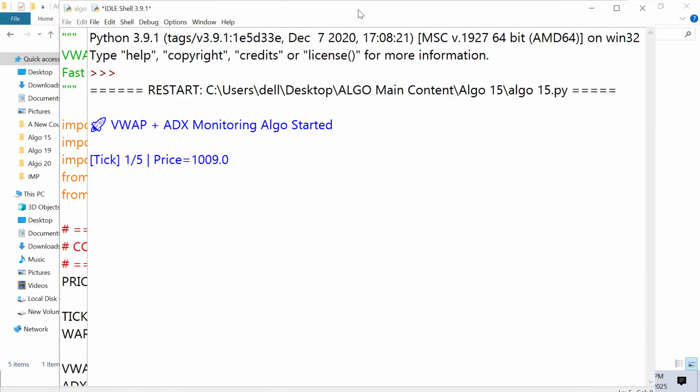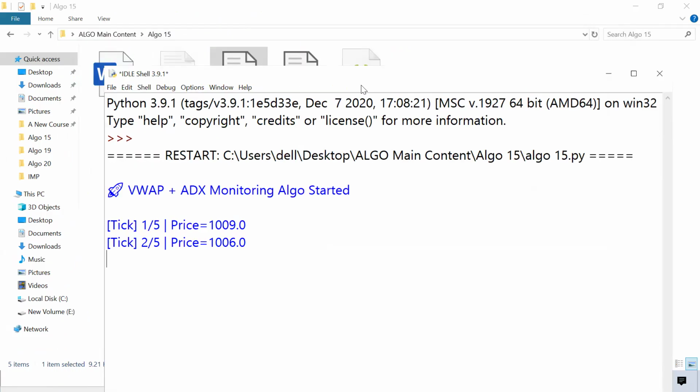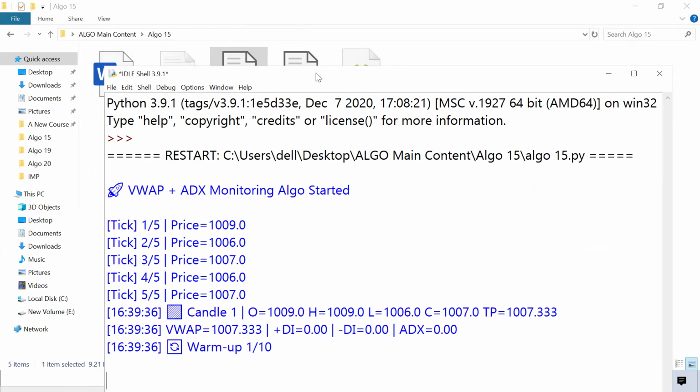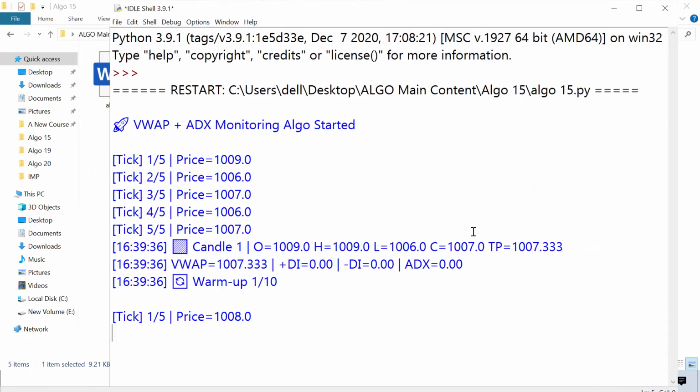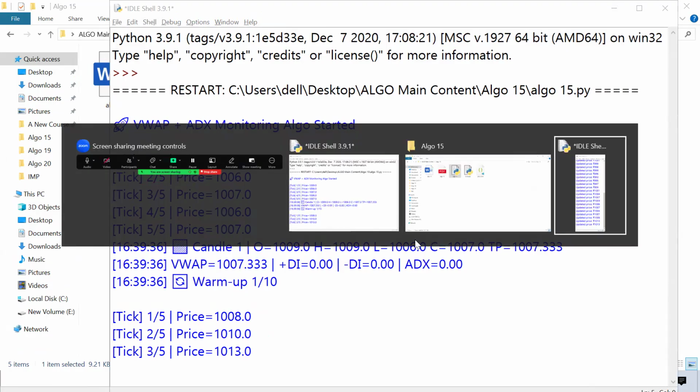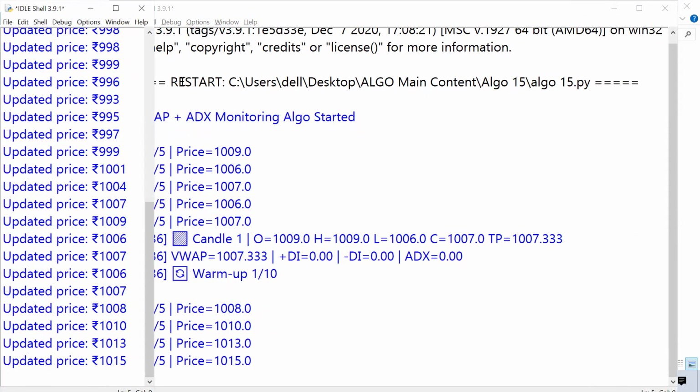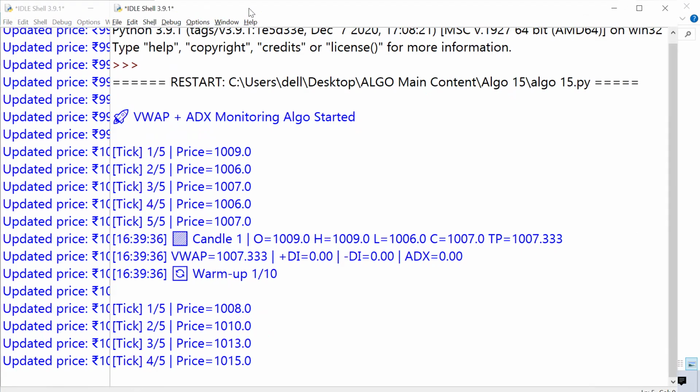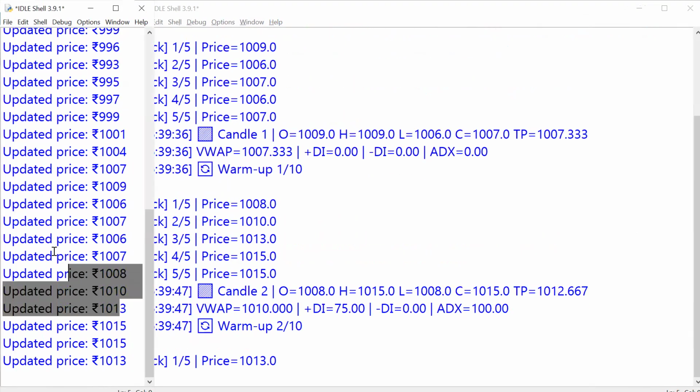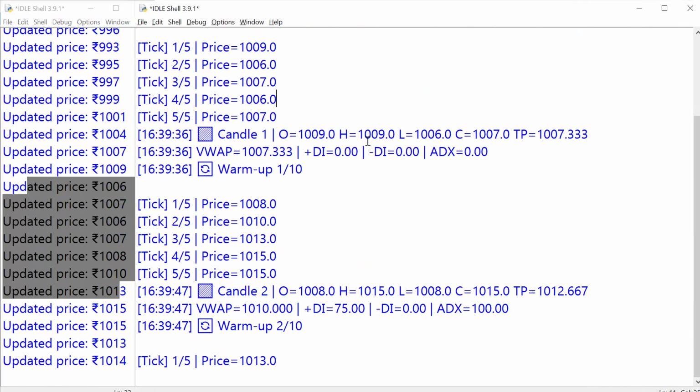So this is my algo which I have told you. This algo works by first collecting the prices. So it's collecting the prices. The first candle has been collected. Let me show you the price also on the same window. So now this is my exchange file and this is my algo.